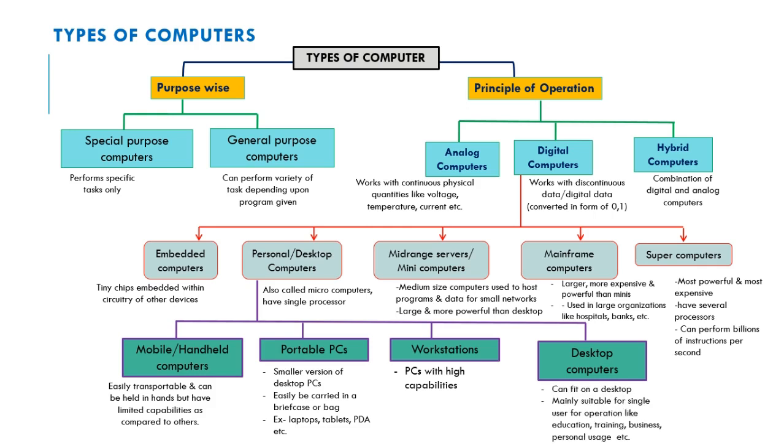The next is desktop computers. Desktop computers can fit on a desktop, and they are mainly suitable for a single user for operations like education, training, business, small businesses, then personal use, etc. So desktop computers are widely used in banks and other offices where a single person is assigned to work on a single computer. Now this is all about the first chapter, that is computer system.